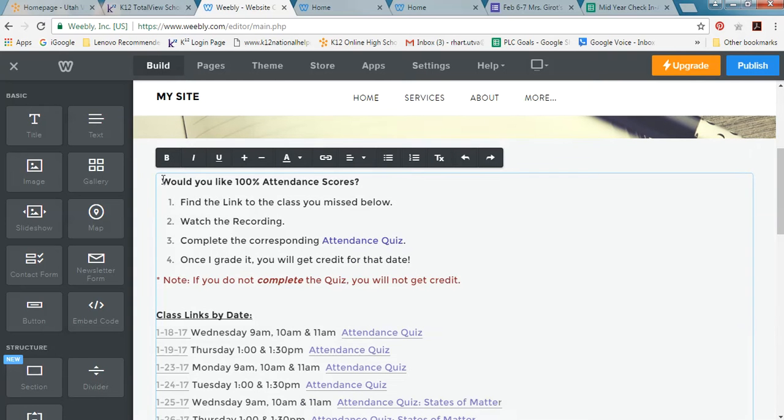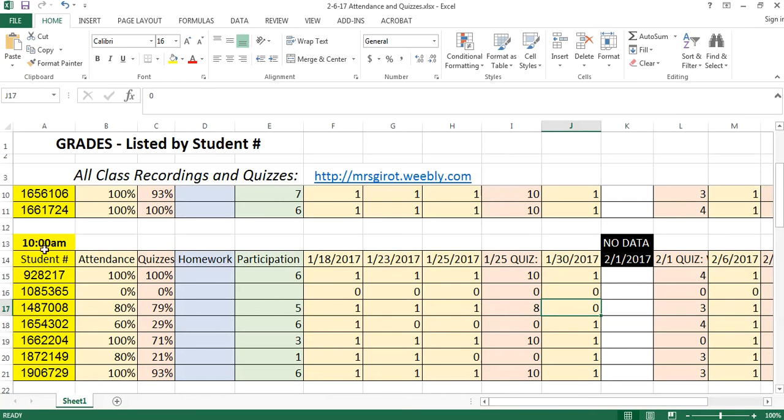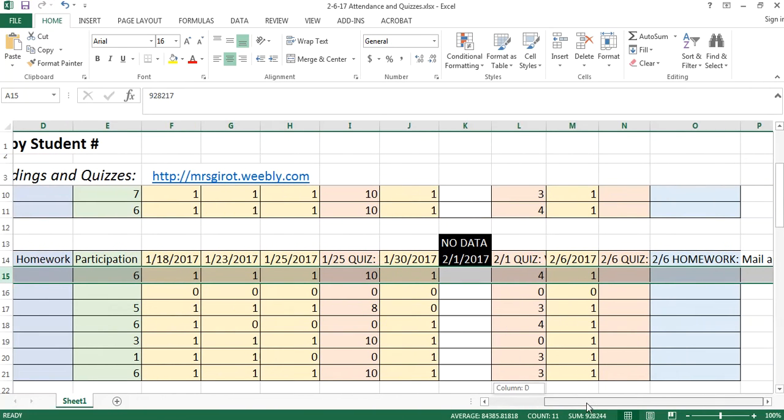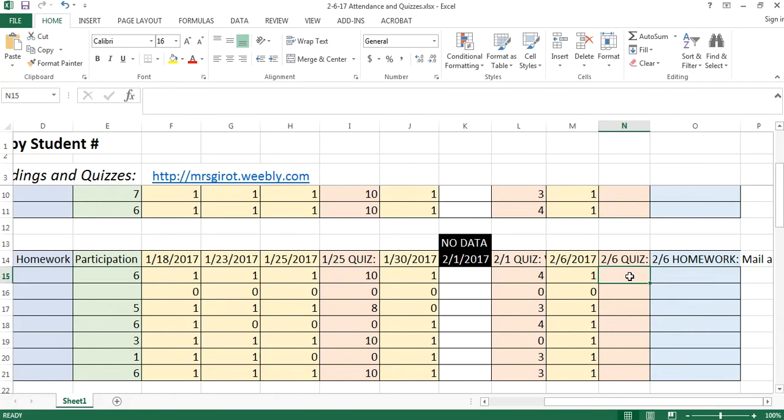And notice it says, would you like to earn 100% attendance scores? Well, you don't need to worry about that, because when you look at your class at 10 a.m., your student number is 92829 or 17. Notice it says your attendance score is 100% and your quiz score is 100%. So you haven't missed anything. Okay, you've been here for all of your classes. You've got perfect scores on both of your quizzes. And there's just one thing that's missing here, the 2-6 quiz and the homework, which I saw that you turned in. I haven't graded it yet.